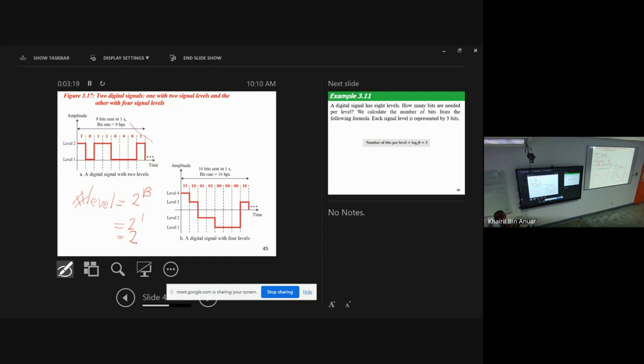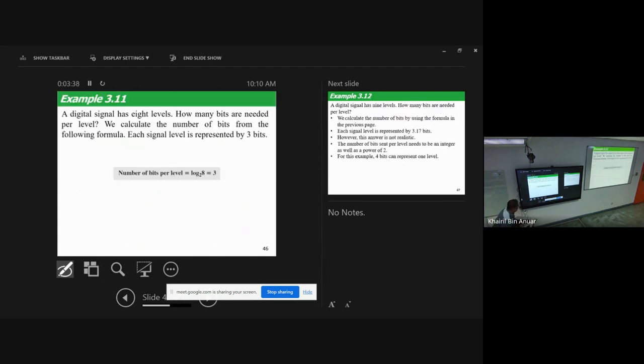So this is where you have 2 levels, level 1 and level 2. Okay. Whereas for this, the number of levels is equal to 2 to the power of 2, right? So you have 4 levels that you can represent this signal. Okay. And with respect to that, if you've been given the number of levels, you can also determine the number of bits.